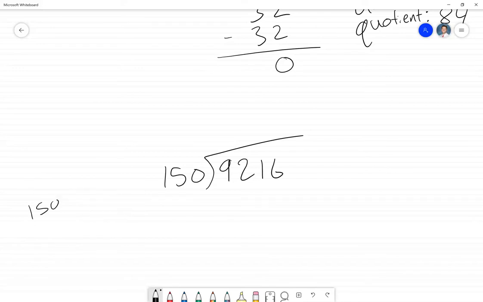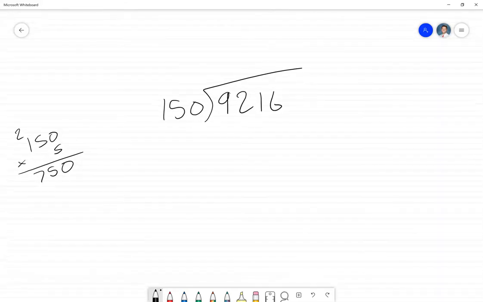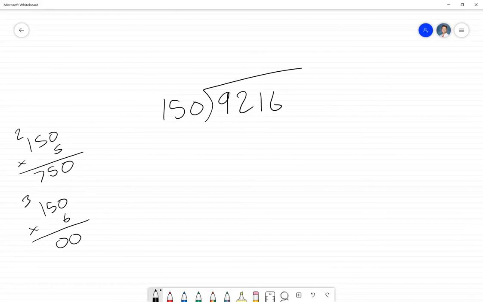So I might say, okay, well, let's see. 150 times 5. 5 times 0 is 0. 5 times 5 is 25. 5 times 1 is 5, plus 2 is 7. So that's 750. It looks like I can fit another 150 in there. So now I'll check 150 times 6. 6 times 0 is 0. 6 times 5 is 30. And 6 times 1 is 6, plus 3 is 9. That's 900, which is still less than 921. So 150 goes into 921 6 times. And 150 times 6 is 900.